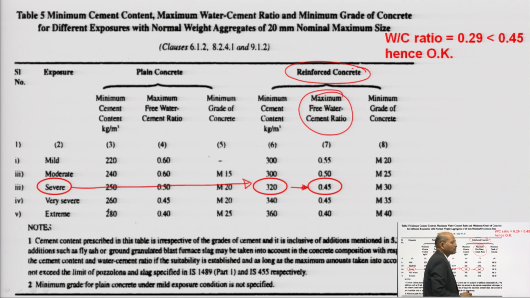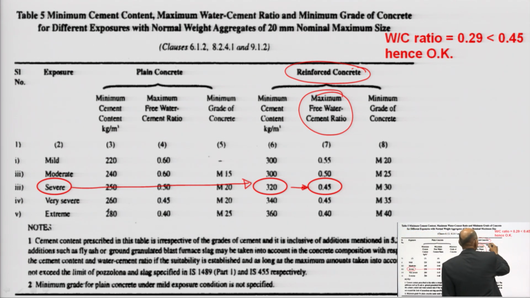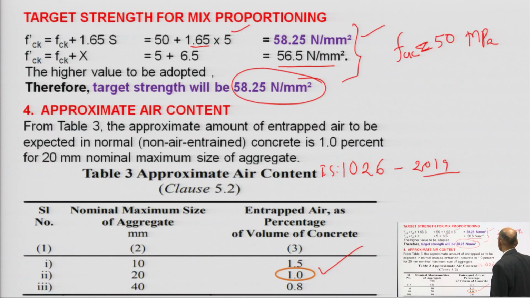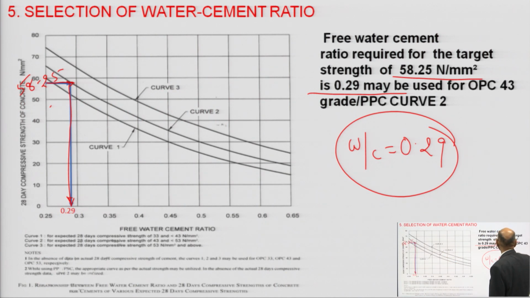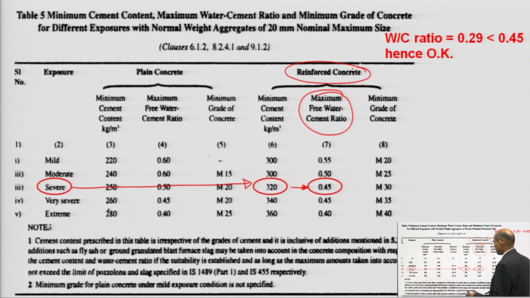Cement here is nothing but cementitious material. So, what is our value? From the strength point of view we are getting 0.29, and from durability 0.45. So, our selected water cement ratio of 0.29 is less than 0.45. Hence, it is okay, and you can adopt the value 0.29.